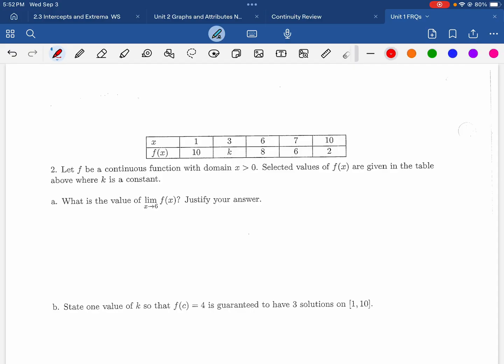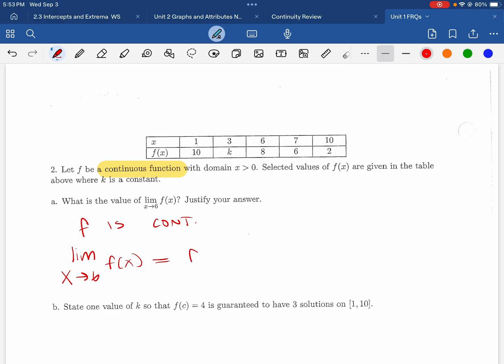All right, so let's look at number 2. What is the value of the limit as x approaches c, and justify your answer? So this says I have a continuous function and I have this table of values. Well, if you look at your y values as x approaches 6, not c, as you're approaching 6, your y values aren't really approaching anything. So from the table, you can't really tell what the limit is. But because f is continuous, that means that the limit as x approaches 6 of f of x has to equal the point.